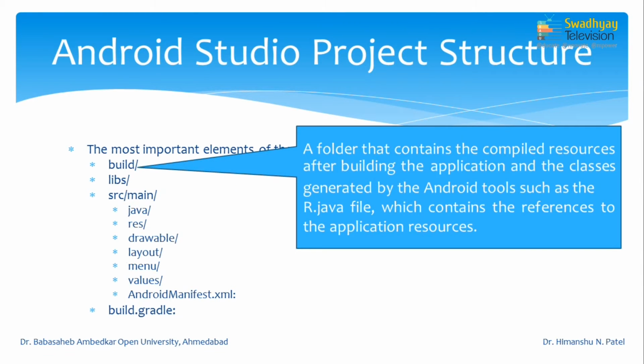It is a folder that contains compiled resources after building the application and the classes generated by the Android tool, such as the r.java file, which contains the reference to the application resources. Whenever you want to convert your application into an executable file, you must build your application. Then it generates certain files which include references for the resources that you have included in your app. For example, you may have layouts, menus, drawables or images. All these references are included in this folder, which is named build.